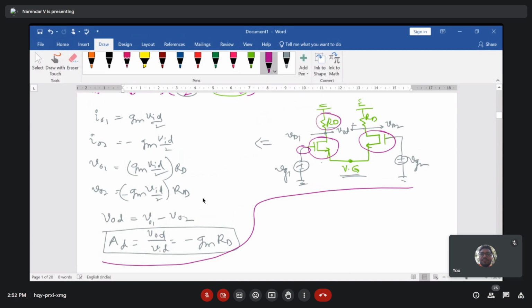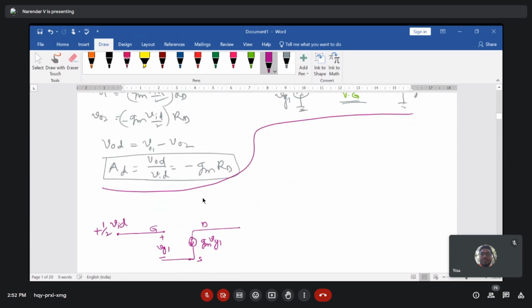Now we have one more terminal, the drain, and the drain terminal is connected with the RD resistor. I can write RD somewhere here, not here, so let me write it here, which is RD. If I include the channel length modulation factor here, then this is R0, and this is RD, and this is connected to ground. And this is my V01.